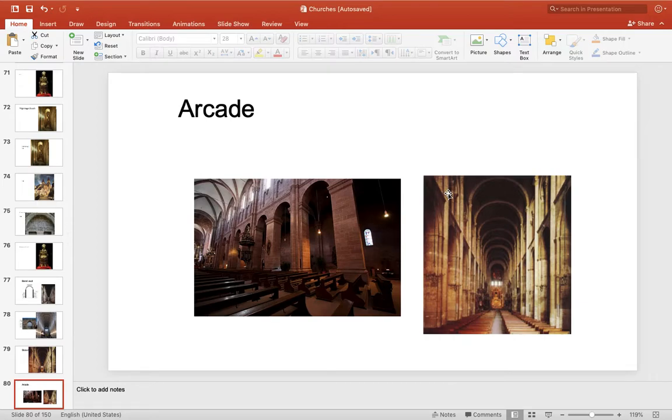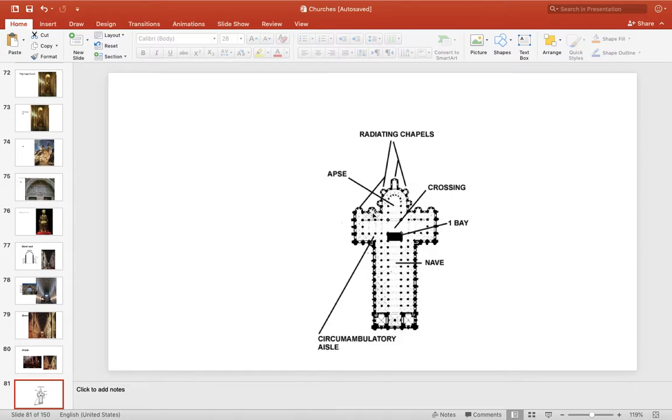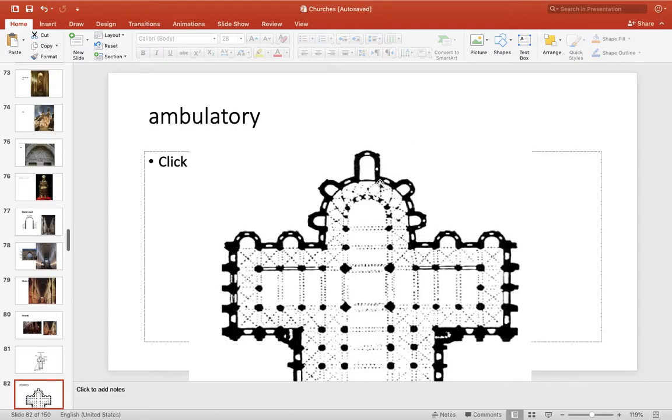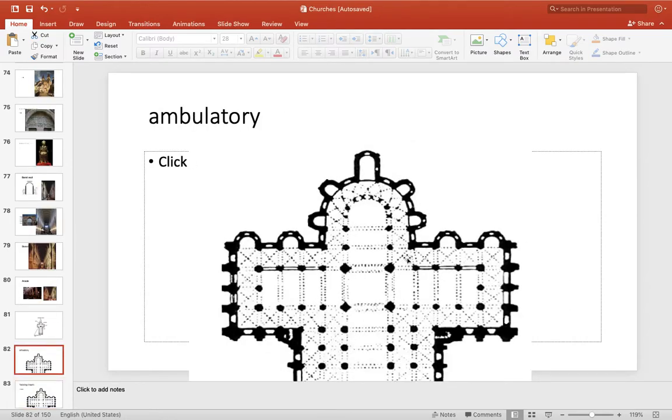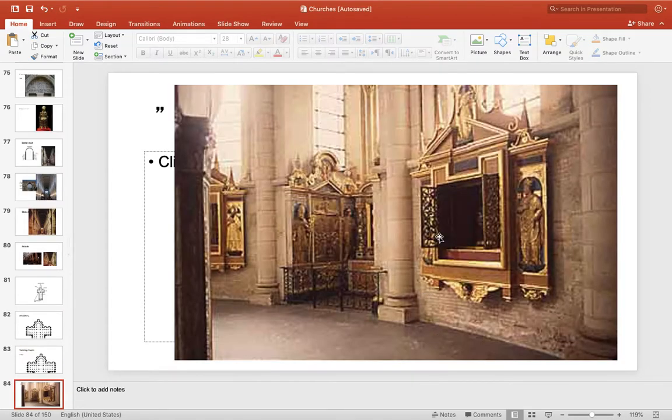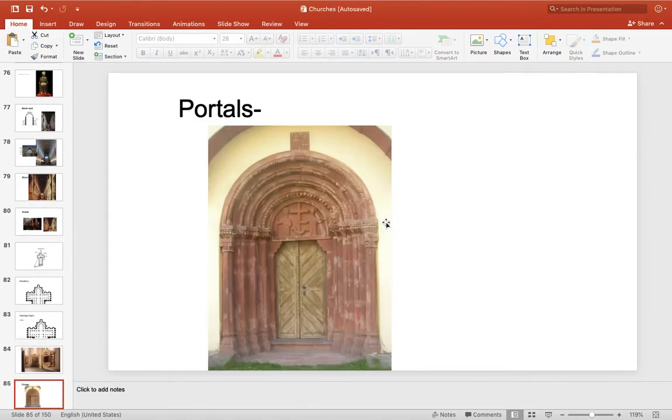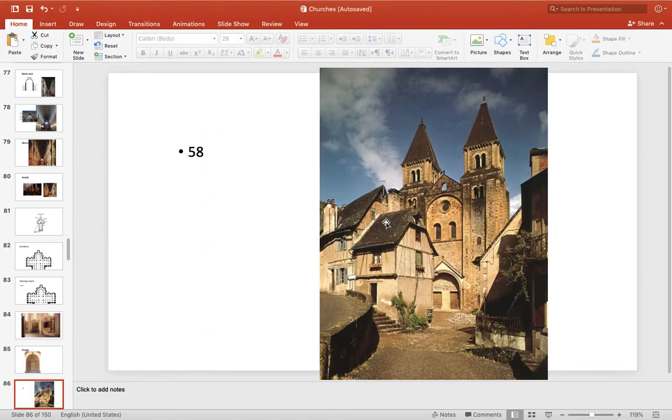And then an arcade is a series of arches. And that's the floor plan of a Romanesque church. This transept here, think of T, it makes it bigger. And then it has chapels because the pilgrims come to visit with what they call these radiating chapels. Or the ambulatory is what you walk around here. And you might visit these chapels as you walk. Portals are the entrance to the church.